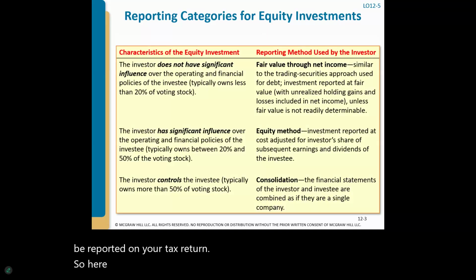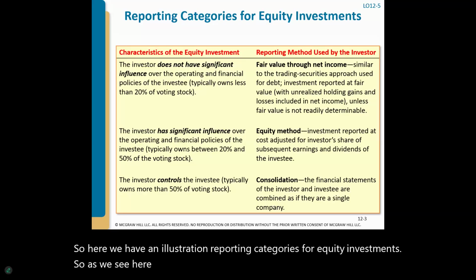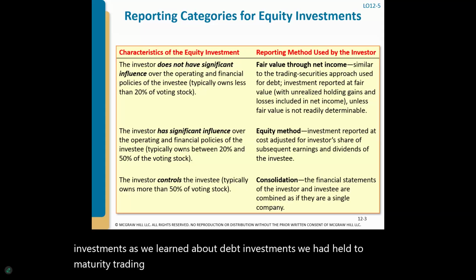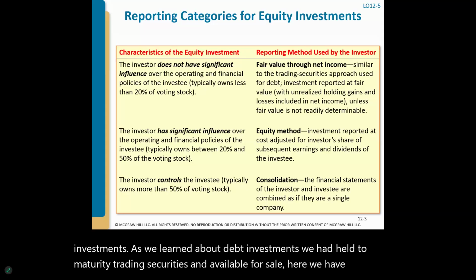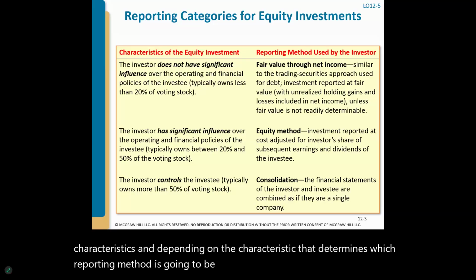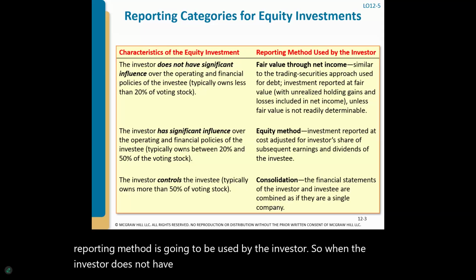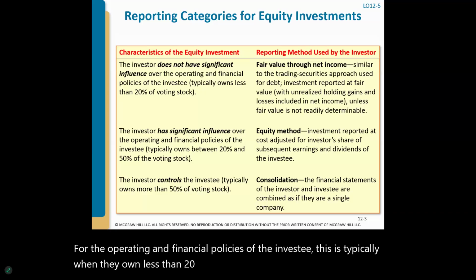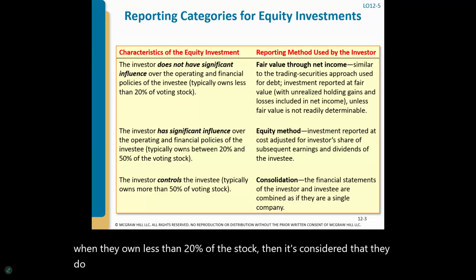So here we have an illustration of reporting categories for equity investment. As we see here, we use three different approaches to account for equity investments. As we learned about debt investments, we had held to maturity, trading securities, and available for sale. Here we have some characteristics, and depending on the characteristic, that determines which reporting method is going to be used by the investor. When the investor does not have significant influence over the operating and financial policies of the investee, this is typically when they own less than 20% of the stock.